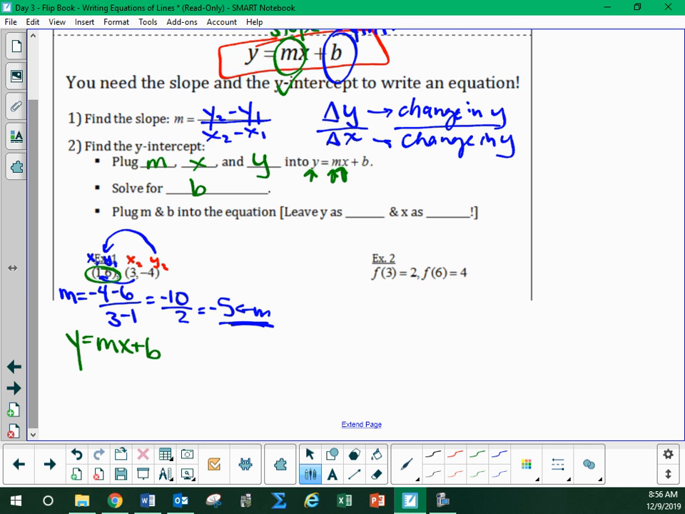You can use either point, because the way that this equation works means that it's the equation that's true for all x, y values on it. So if they give you a point that's on the line, then it's going to make the equation true.